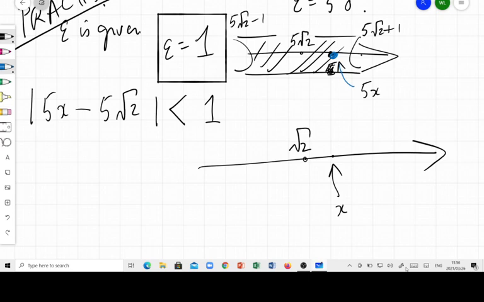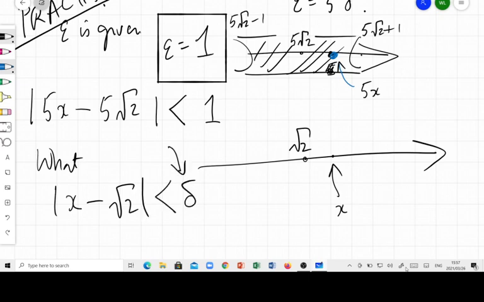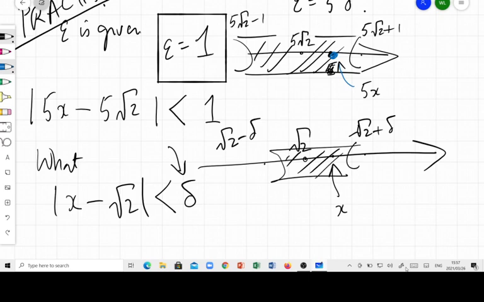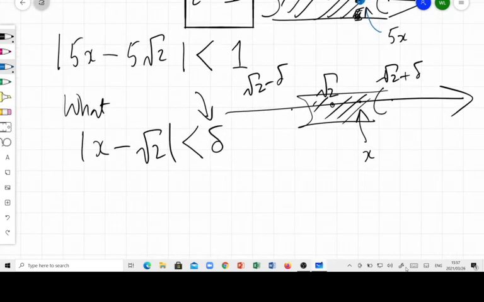So in other words, for 5x minus 5 square root of 2 to be within distance 1 of 5 square root of 2, the question is: what distance must I get x to be from square root of 2 in order to guarantee that my 5x will be within distance 1 of 5 square root of 2? So this is square root of 2 plus delta and square root of 2 minus delta. So that's the big question. We see we're asking the question backwards.